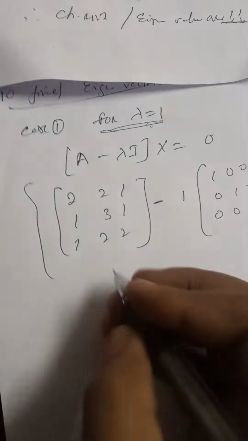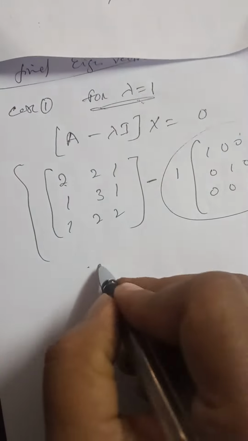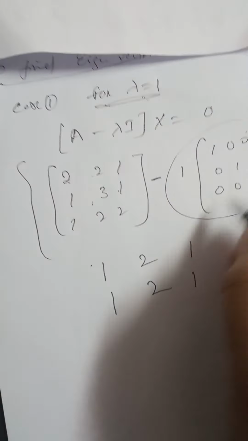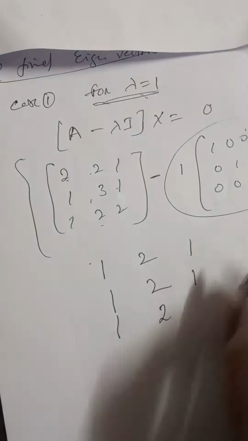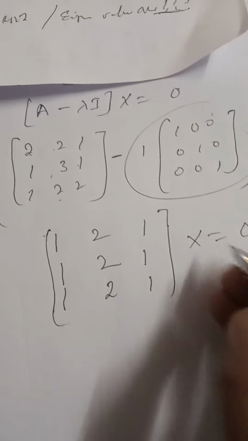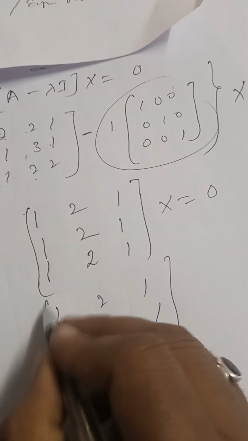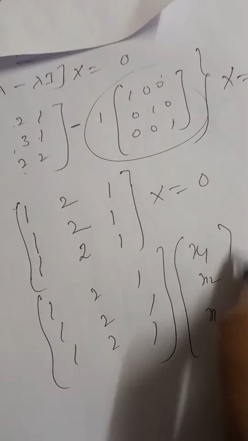Now directly I am writing here. 2 minus 1 is 1, 1, 1; 1, 3 minus 1 is 2, 1; 1, 2, 2 minus 1 is 1. This one into x is equal to 0. So what is x here? Eigenvectors, x means x1, x2, x3, is equal to 0, meaning 0, 0, 0.